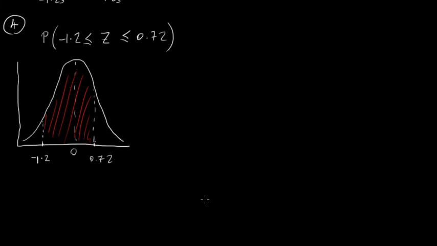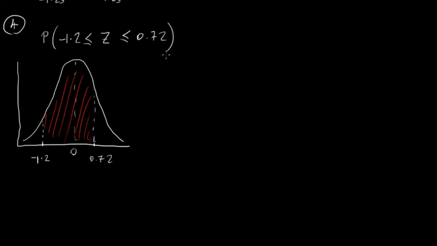Now, to find this probability here, our overall strategy will be to find the probability of z being less than 0.72, which is all of this area here, including this bit here. Our tables will read that for us directly, and then we're going to subtract the probability of z being less than minus 1.2. We're going to subtract this area here. So we're going to find this area, if you like, and then subtract this area to give us this red area in the middle here.